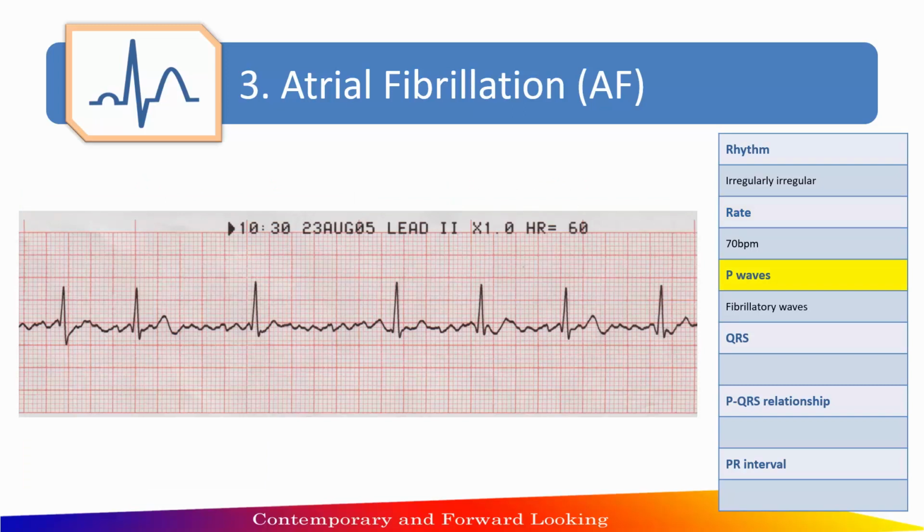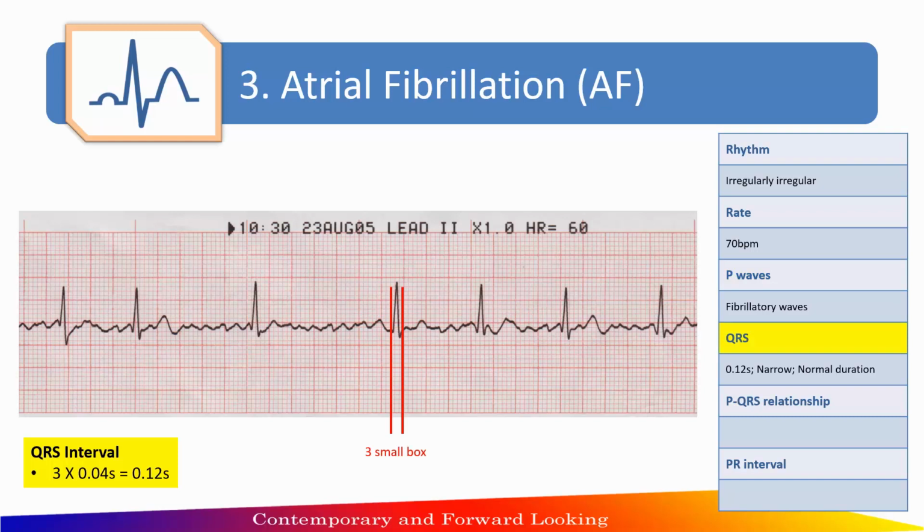Looking at the P waves, there are no true P waves seen preceding the QRSs in this strip. Instead, the baseline is entirely replaced with a quivering and wriggly line, which we call fibrillatory waves. QRS complexes in this strip are still narrow and within the normal interval range of 0.12 seconds or less, which gives us the clue that this rhythm comes from above the ventricles.